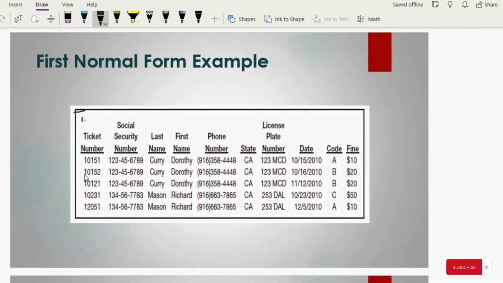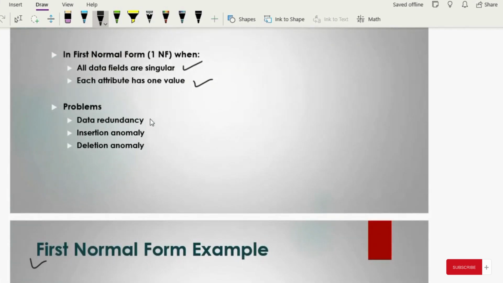So see here, ticket number is 10151. It has a student social security number, his name, his phone number, his state, and all the details. So nothing is empty in this database. But yes, there is a problem. There is not one problem, there are 3 problems associated with the first normal form of this database. So what are they? Number 1, data redundancy is there.